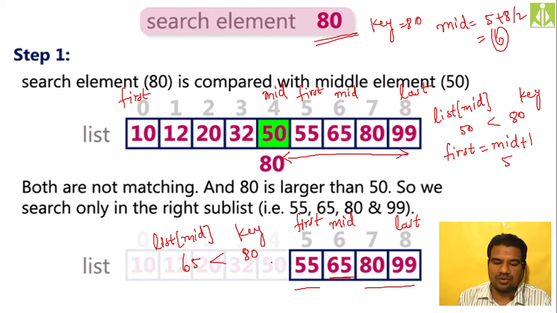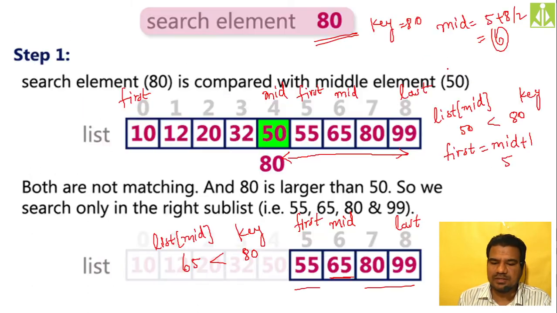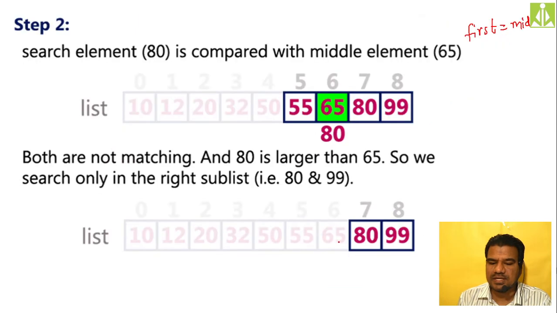So now what do we have to do? Calculate the new first, because again we have to shift the first only. Calculate the new first. So how can we do that? First equals mid plus 1. First equals mid plus 1. So what is mid? Over here you can see what mid is. Mid is 6, as you can see in this case. Mid is 6. So 6 plus 1.